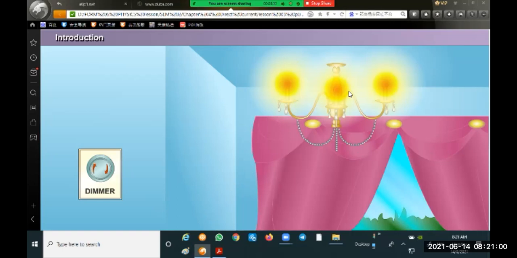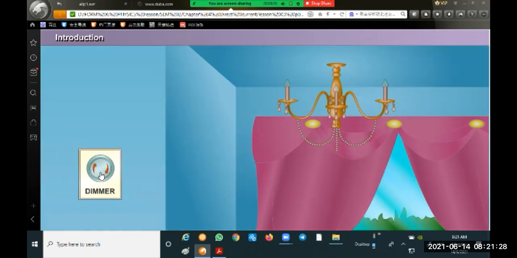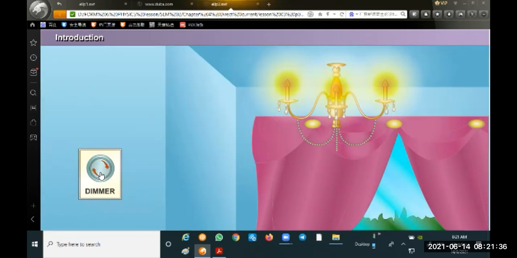Now we look at the lamp, the ceiling lamp. So what happens when I turn the switch? When the switch is turned, the light becomes dimmer, the intensity reduced. Once I turn again, the lamp is off. So it becomes dimmer until off. Turn again, and it becomes brighter and brighter until maximum intensity.